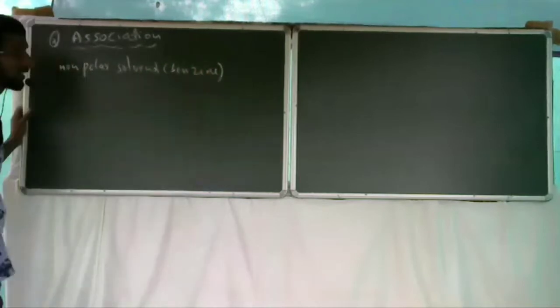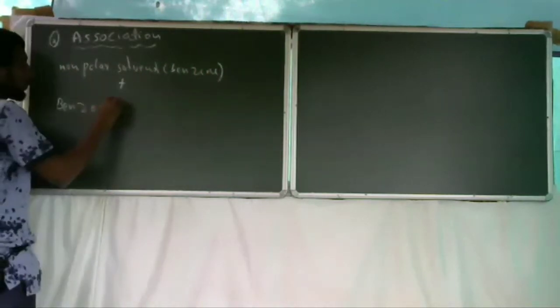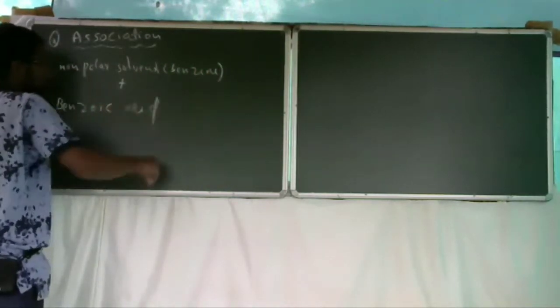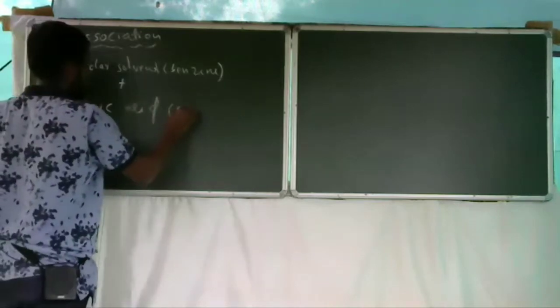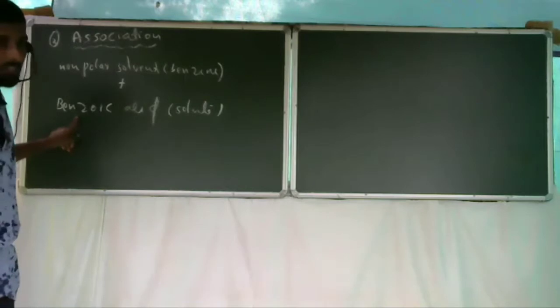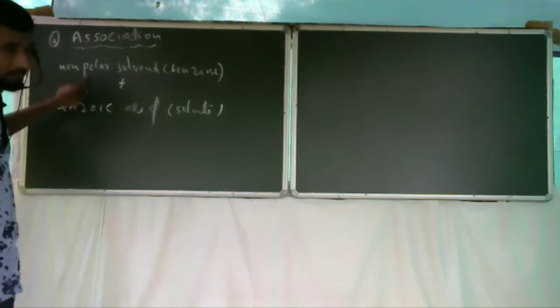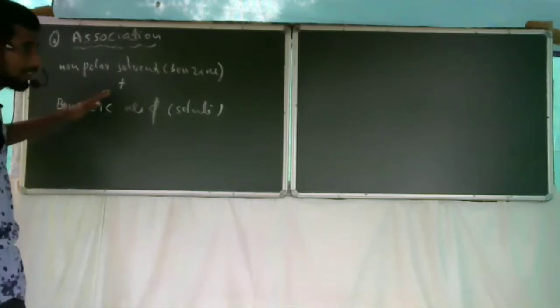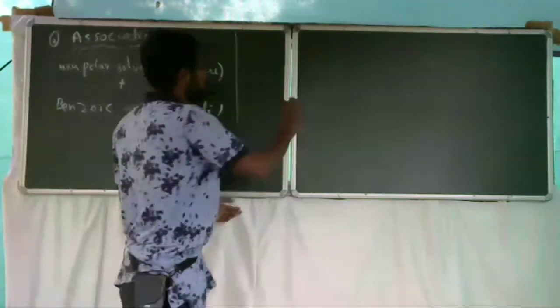solvent. If you take non-polar solvent like benzene, non-polar solids like benzene, then you're preparing a solution of benzoic acid in benzene. Okay, this one is a solute. You're preparing a solution of benzoic acid in benzene. In this case, there will be association of the molecule. What is the formula of benzoic acid?